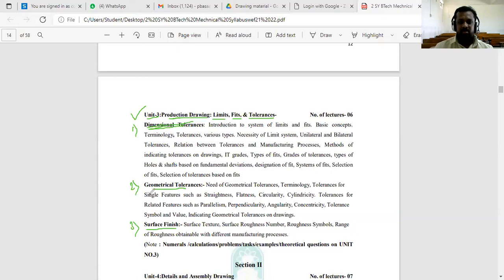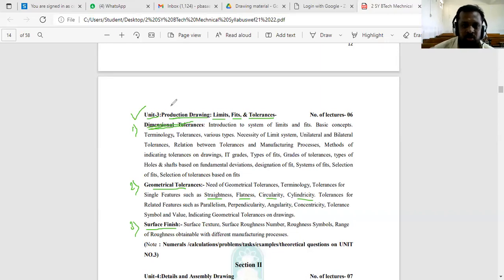Then geometrical tolerances. What is meant by geometrical tolerances? Like straightness, flatness, circularity, cylindricity, parallelism, perpendicularity, then angularity. These are the geometrical tolerances. And then what is meant by surface roughness, what are their grades, what are their symbols. In this manner your unit number 3 is divided.